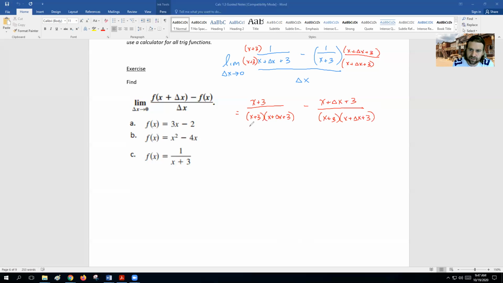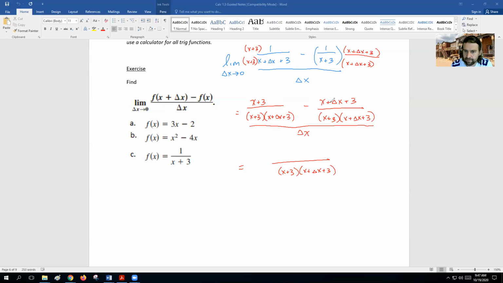Now we could distribute this, but you'll find out it's just easier to leave them all like so. And then this whole thing is all over delta x still. Okay, so let's combine like terms. So we got our common denominator of x plus 3 times x plus delta x plus 3. And what would this get? Okay, we have x plus 3 minus x. Okay, well, that cancels out the x.